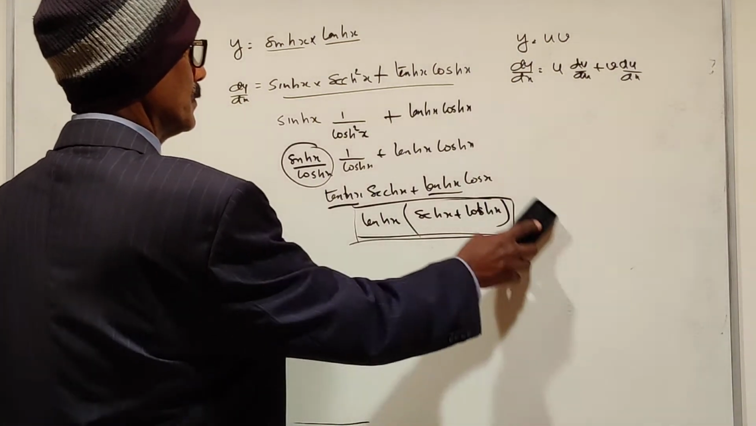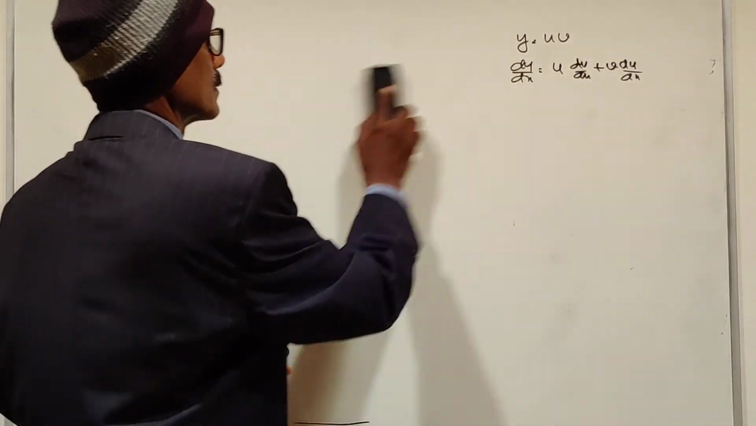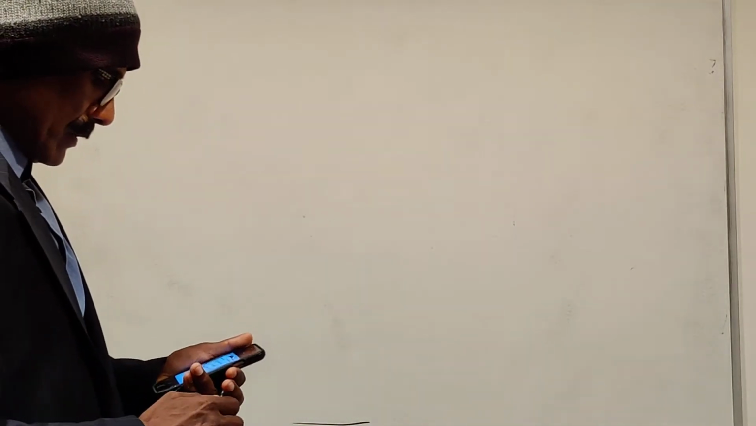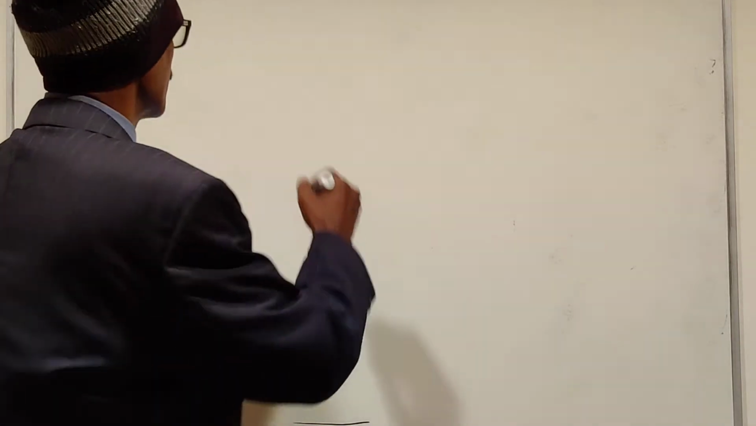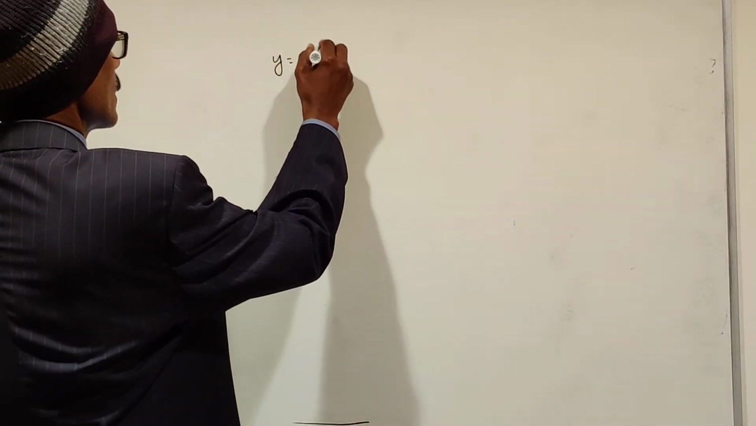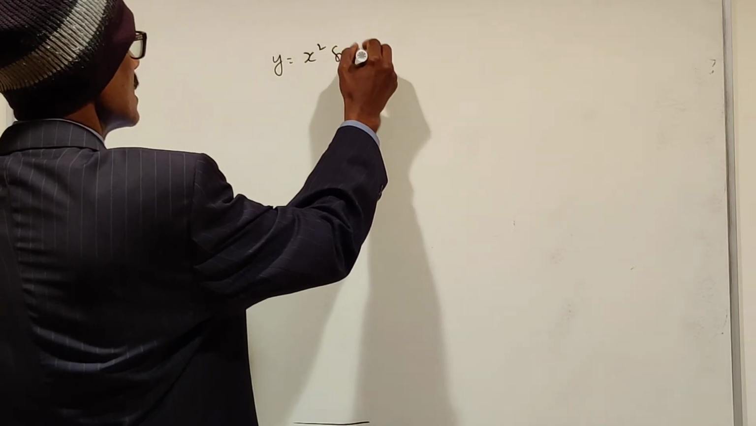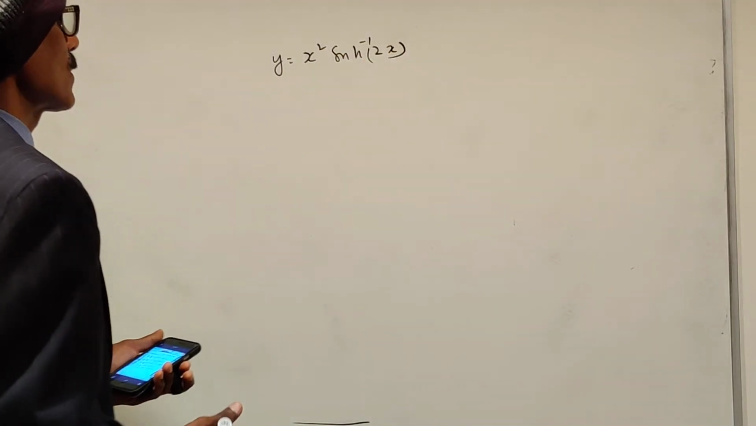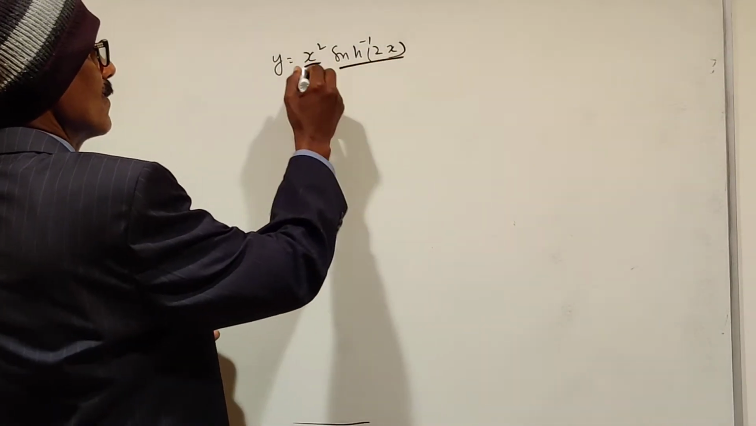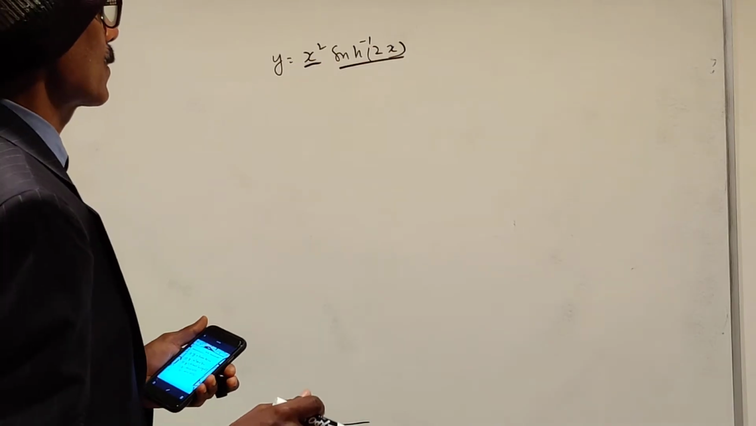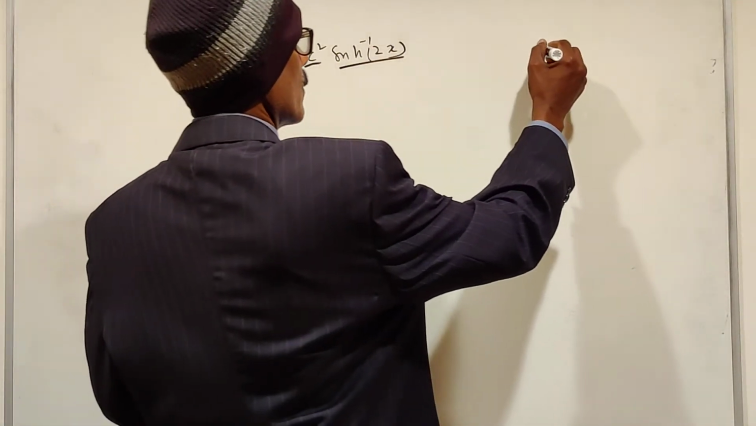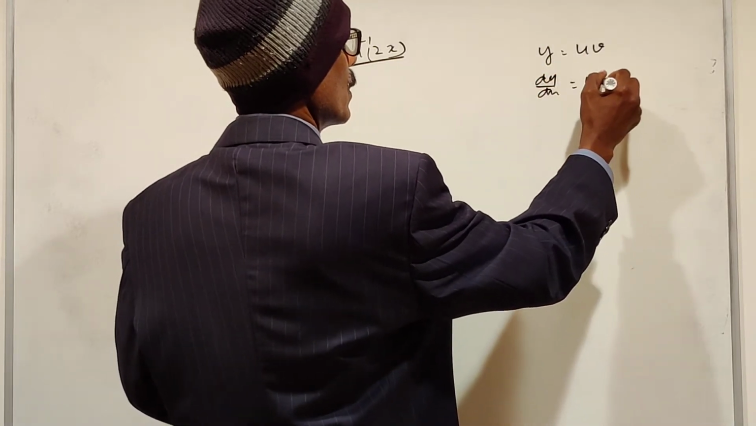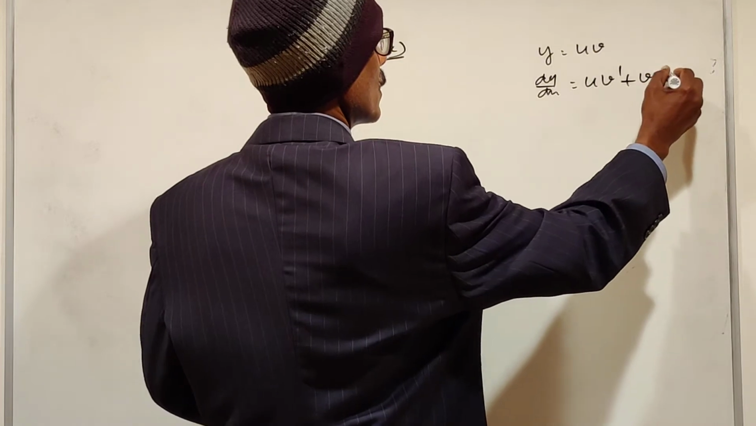Okay, next one. Y is equal to x square sin h inverse 2x. Here also there are two functions. One is x square, the other one is sin h inverse 2x. The formula is the same: y is equal to uv, dy by dx equals u into the derivative of v plus v into the derivative of u.